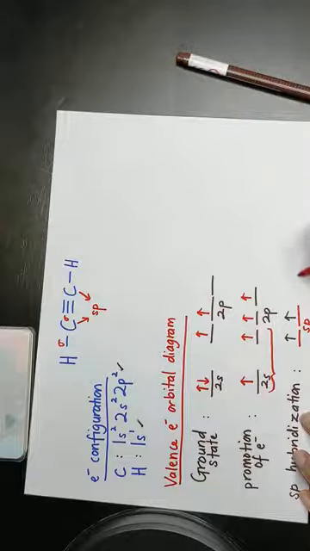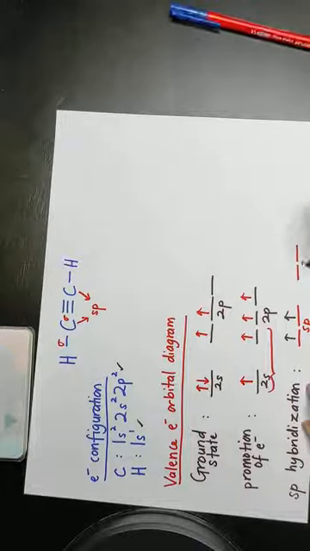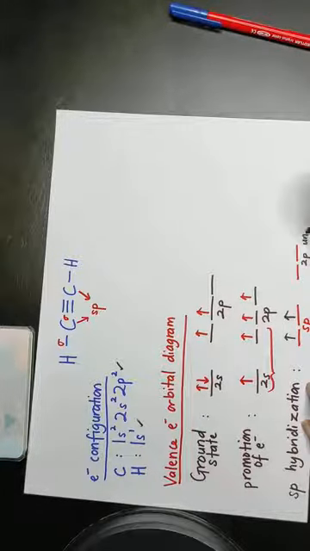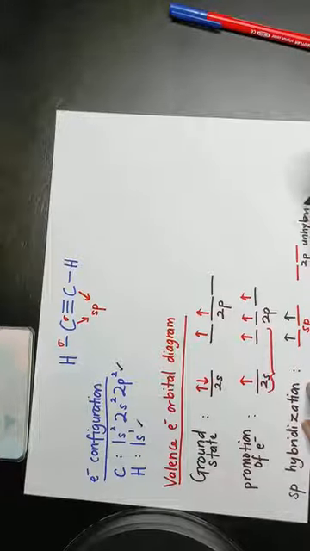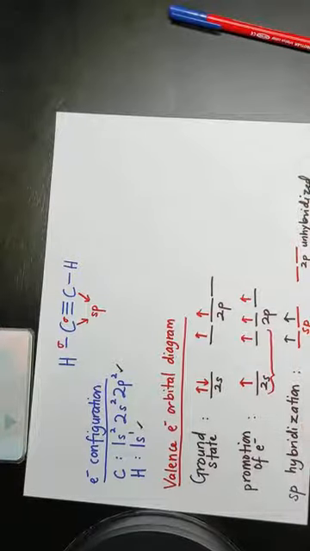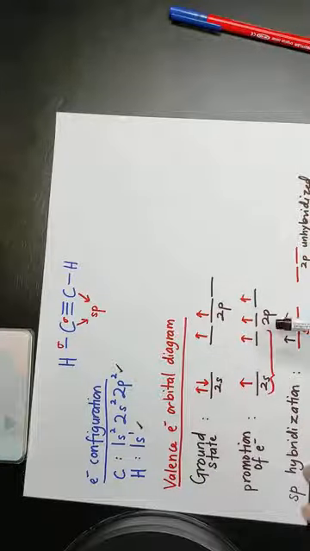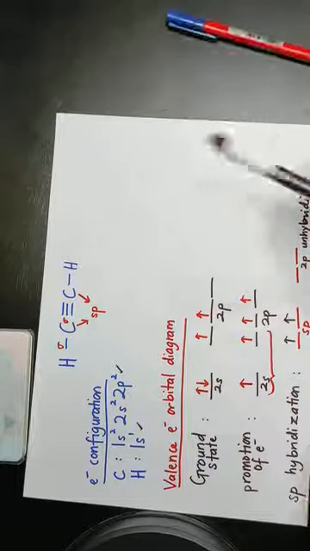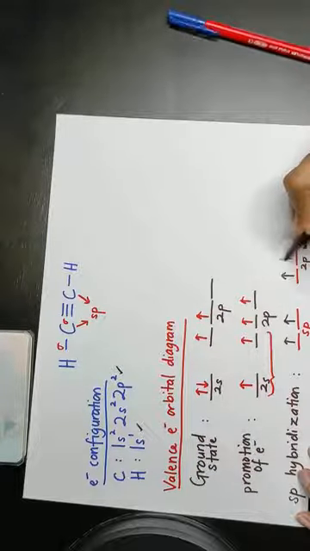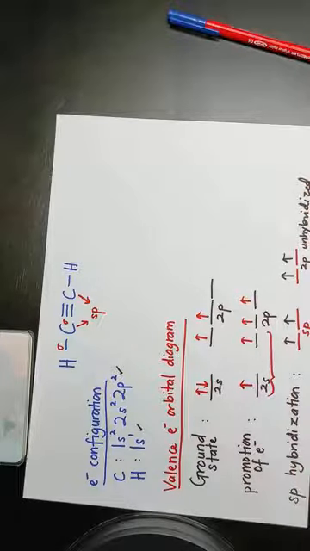And now we have at the right side 2 2p orbitals which are unhybridized. Let's say the 2p orbital which undergoes hybridization is 2px. So the 2py and 2pz orbitals do not undergo hybridization. So here there are 2 electrons occupying the 2p unhybridized orbitals.